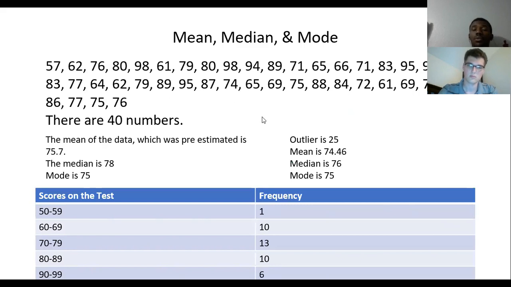Now, if you come up here, you can see I added an outlier. And this is with the outlier 25 added. The mean would then change to 74.46. The median, since there's more numbers added, it would change. The number that was added is lower, so the median is going to be a little bit lower. The median is now 76. The mode will stay the same because it's the number that appears most. The mode will remain at 75.